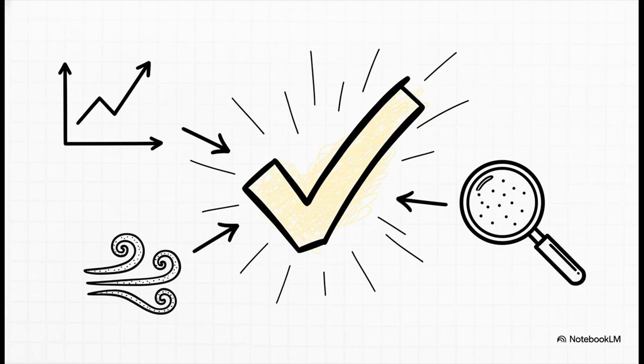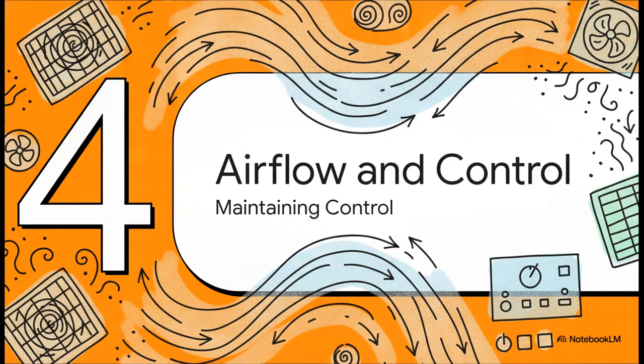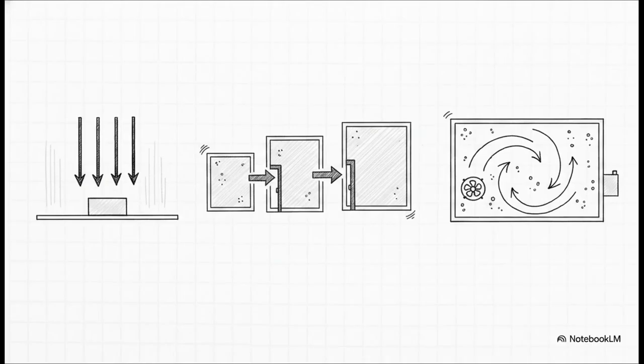If you're a QA professional or facility engineer tuning in, this should be your daily mantra. A clean room is qualified, not merely classified. Section 4. Airflow and Control. Maintaining the state of control. So we've talked a lot about the metrics. Now let's look at the aerodynamic mechanics acting as your invisible physical barriers.